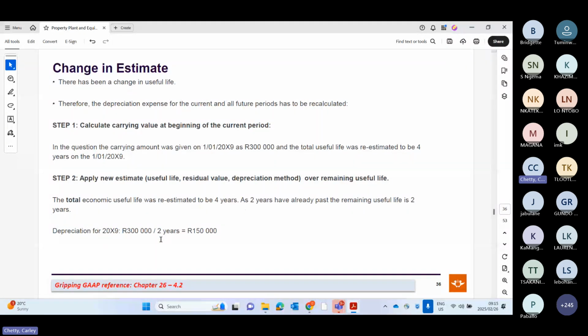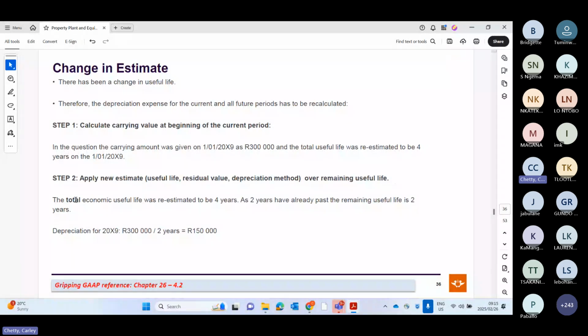So remember, our step is to calculate the carrying value at the beginning of the current period. This was given at 300,000. Then step 2, we need to apply the new estimate. In this situation, the useful life has changed, but we need to apply it over the remaining useful life. So the remaining useful life here is not the same as the total useful life.